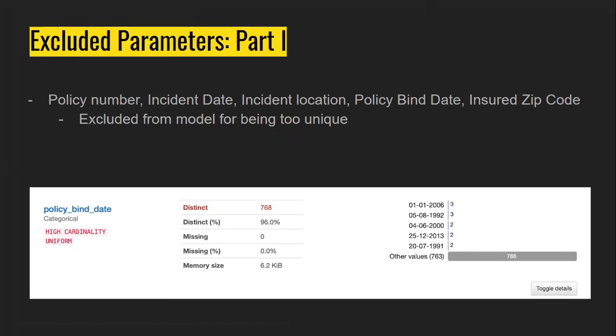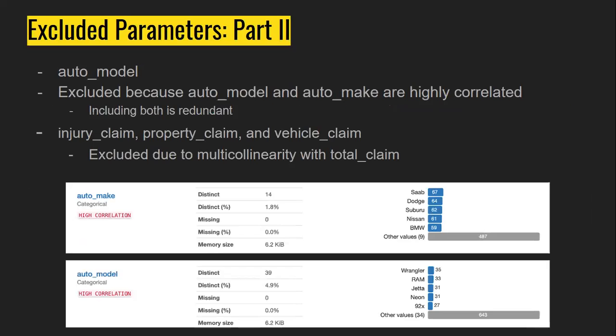Some parameters that we excluded were these right here, and they were excluded from the model for being too unique. So for example, the policy bind date had 768 distinct data points out of 800, so it really doesn't contribute anything useful to our model.